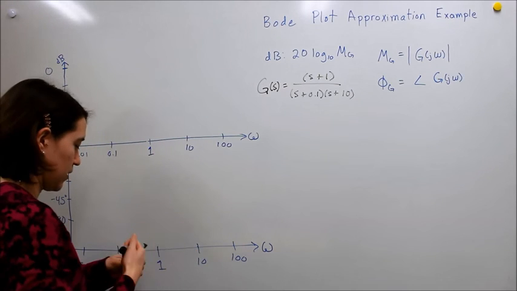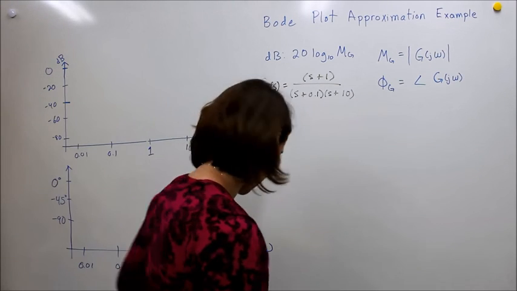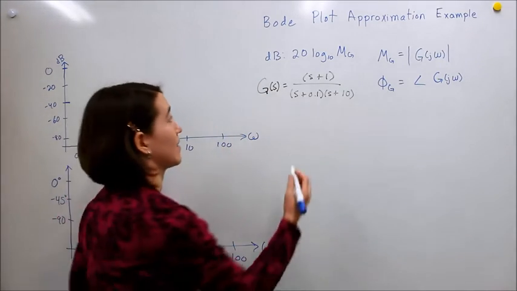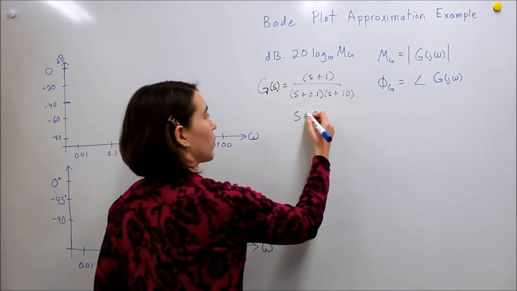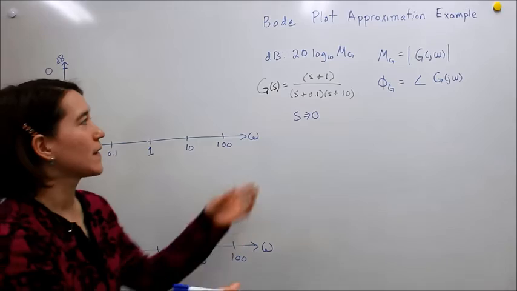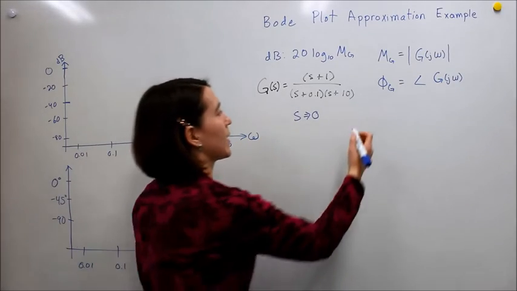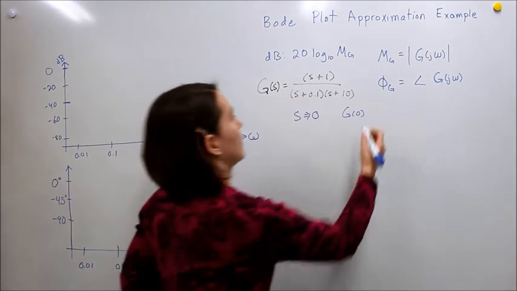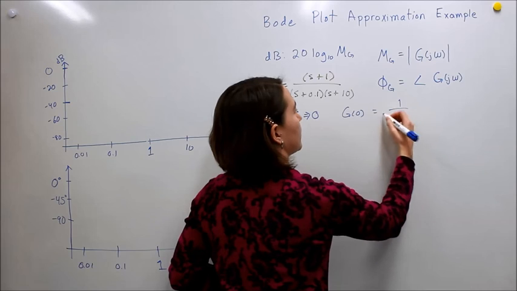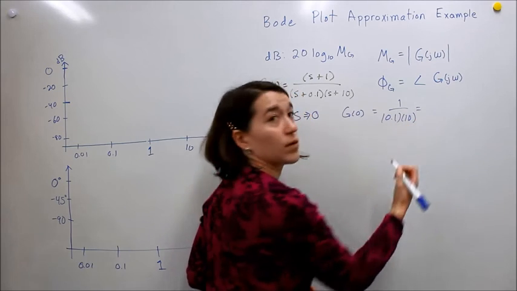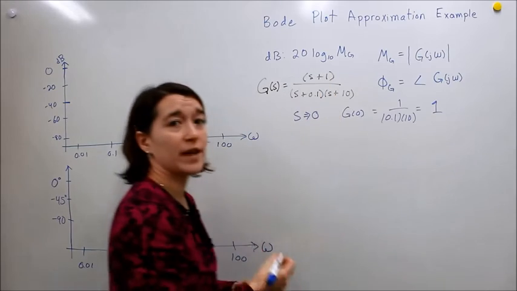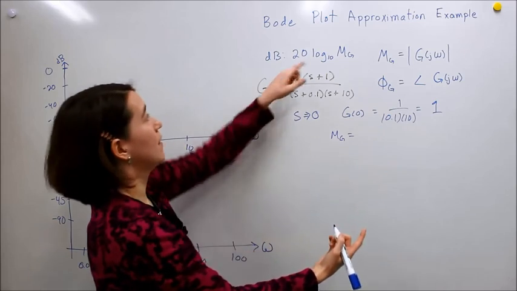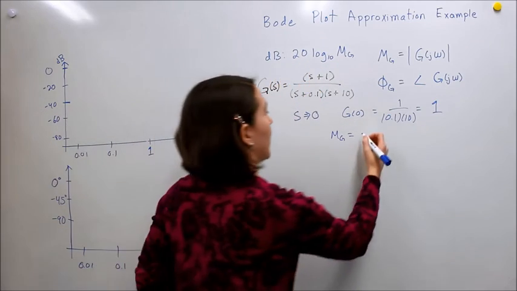The way I like to start a problem is to look at first what the system looks like at very small values of s. So if s approaches 0, g of s at 0 is just 1 divided by 0.1 times 10, which is equal to 1. If we take the magnitude of that, log 10 of 1 is 0, so we have 0.